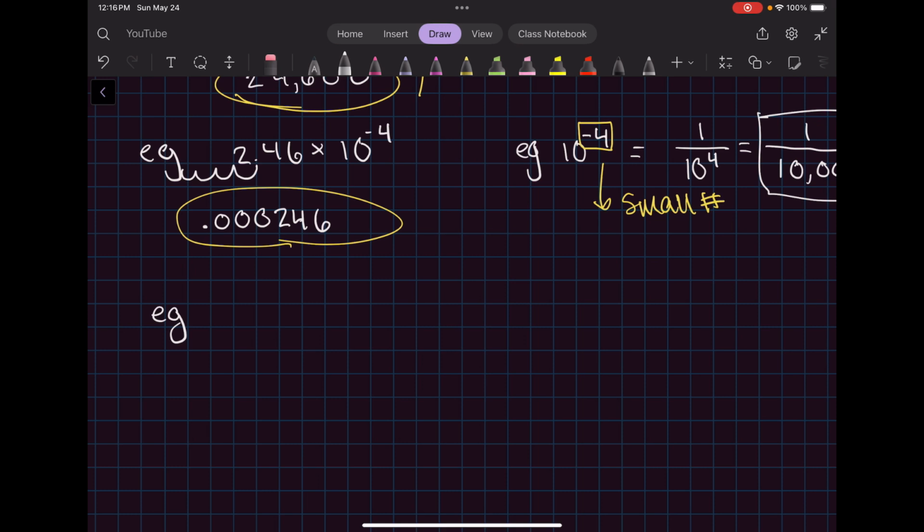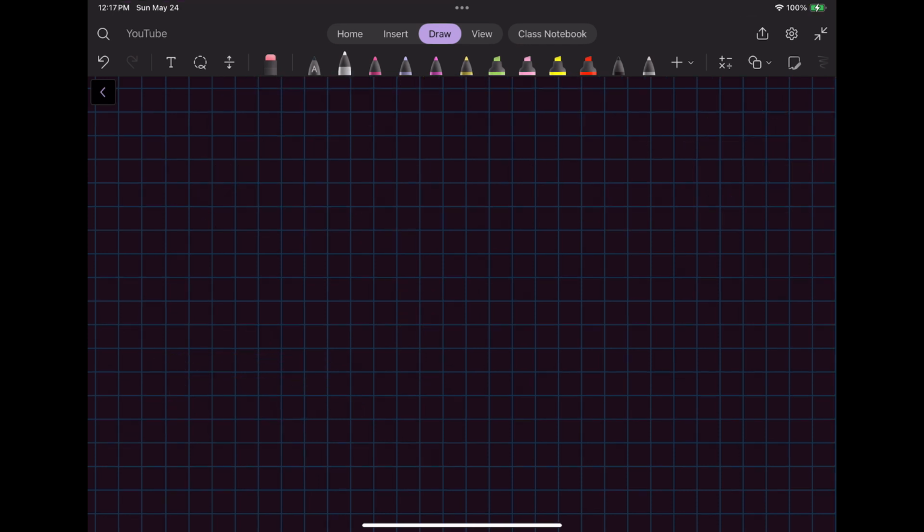Let's do another one. Let's do 9.56 times 10 to the negative 7th. So I'm going to move this decimal over 7 spots. Alright, and there we go.